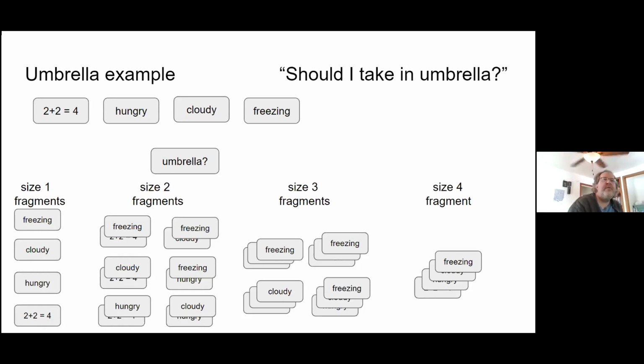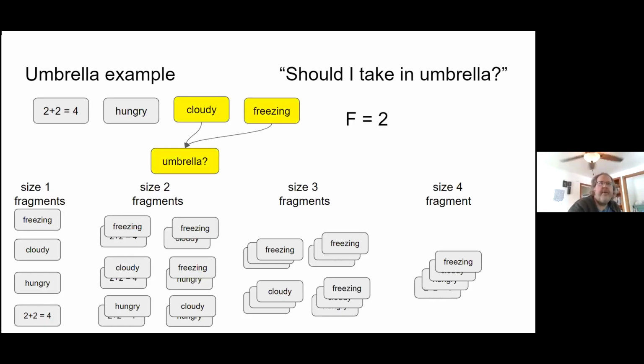So what we can do is consider this in terms of fragments. I have 4 fragments of size 1, that is 2 + 2 = 4, am I hungry, is it cloudy, is it freezing. Those are my 4 size 1 fragments. Now I also have 6 size 2 fragments, 4 size 3 fragments, and 1 size 4 fragment. And these are all of the different ways that I can partition the information in my brain.